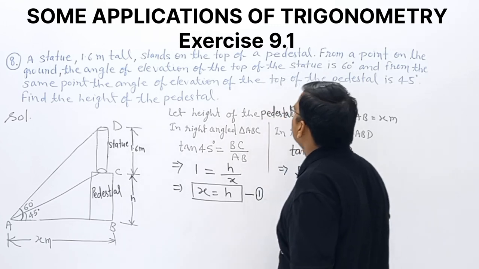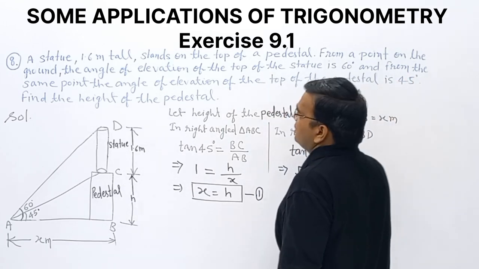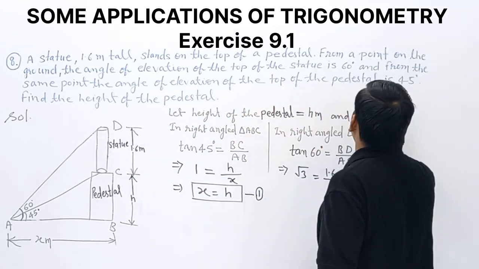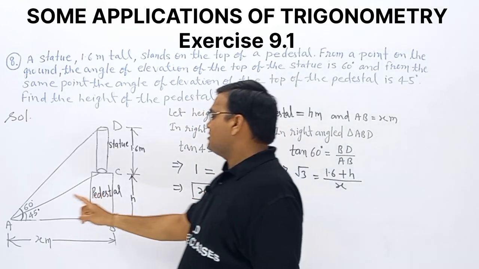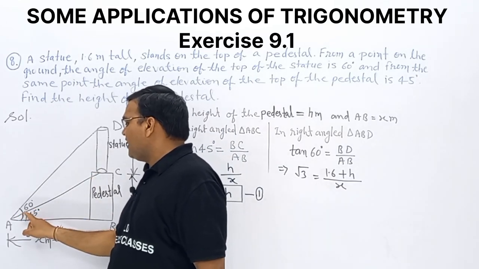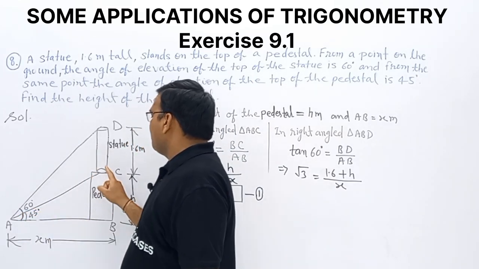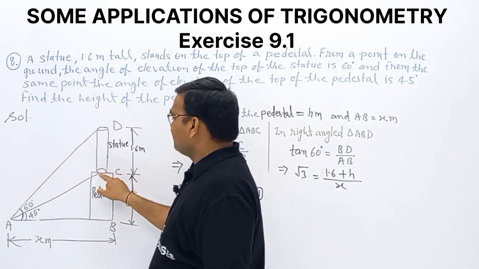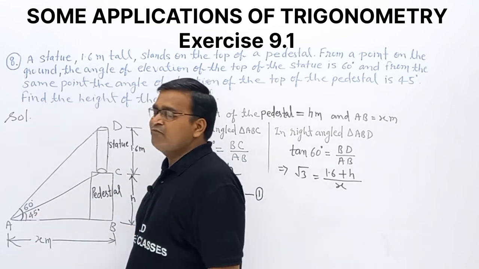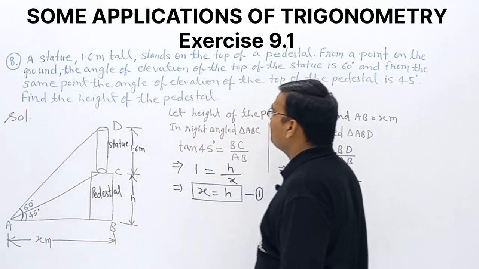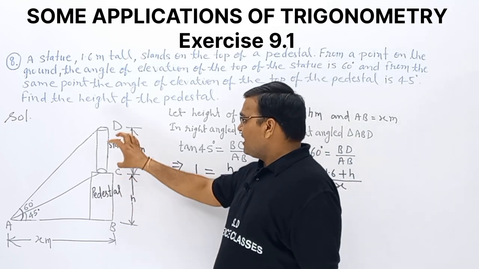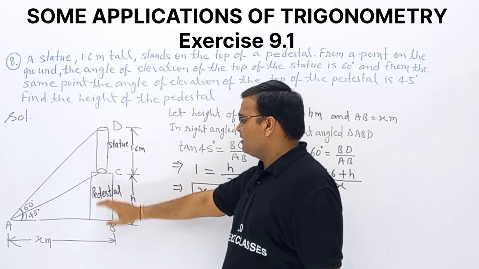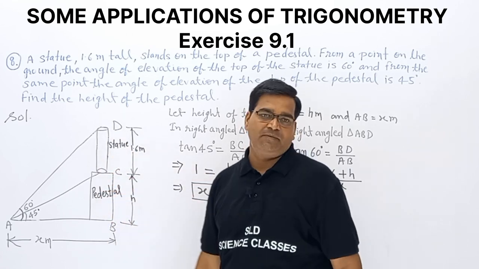Clear? Now, from the same point, the angle of elevation of the top of the pedestal is 45 degree. This is the pedestal, its top point is C, and its angle of elevation is 45 degree. Clear? Find the height of the pedestal. We are having the statue height as 1.6 meter. We want the height of this pedestal. What is the meaning? We want the height of BC.